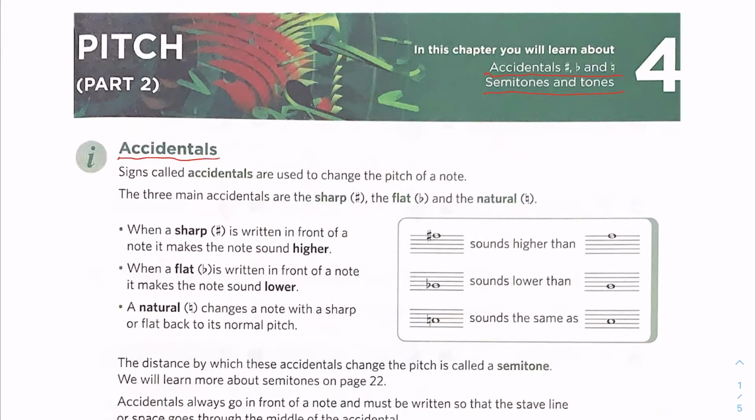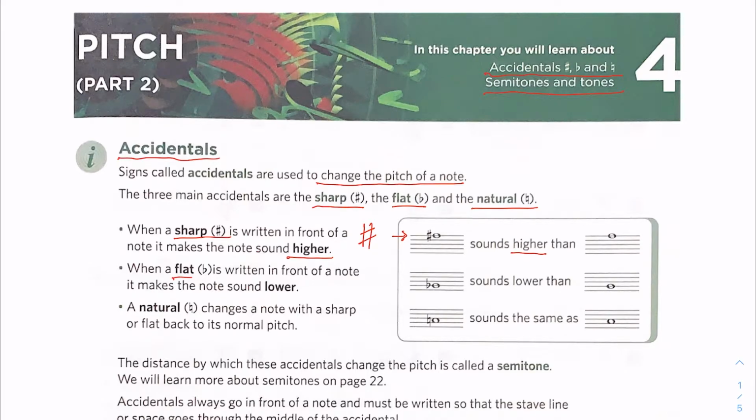Accidentals. Signs called accidentals are used to change the pitch of a note. The three main accidentals are sharp, flat, and the natural. When a sharp is written in front of a note, it makes the note sound higher. Let's take a look at the box on the right. Here we have a note that is written on the top line or the fifth line. When we add a sharp in front of the note, a sharp is this, which is like a hashtag, it makes the sound higher than the original.